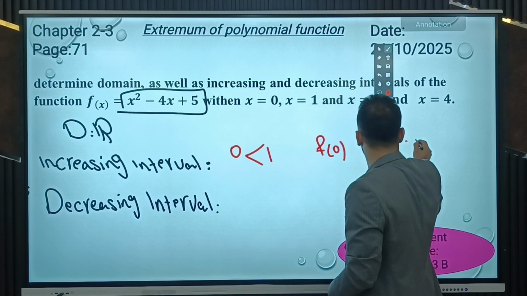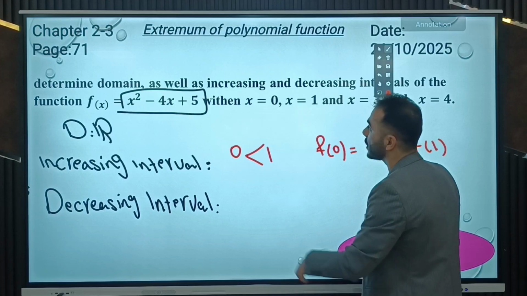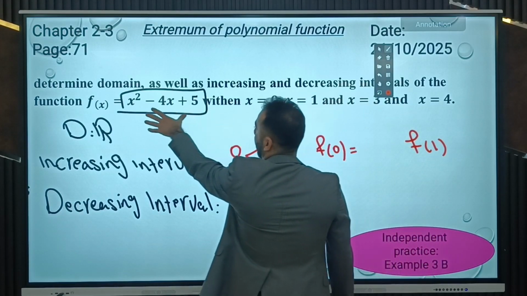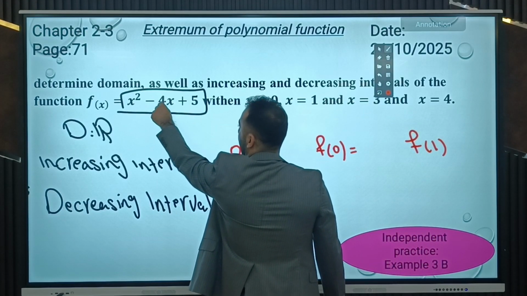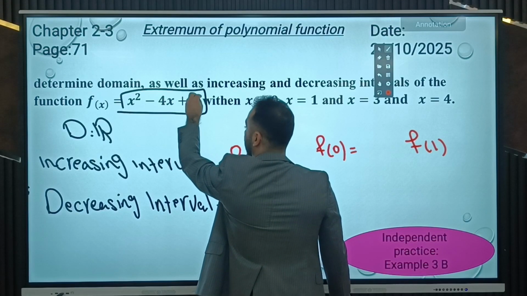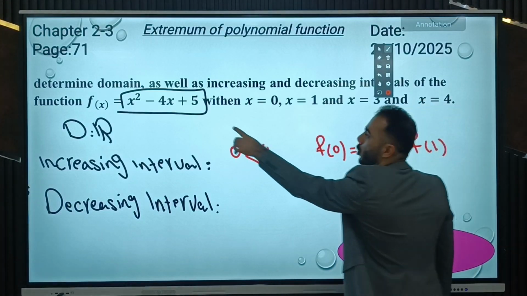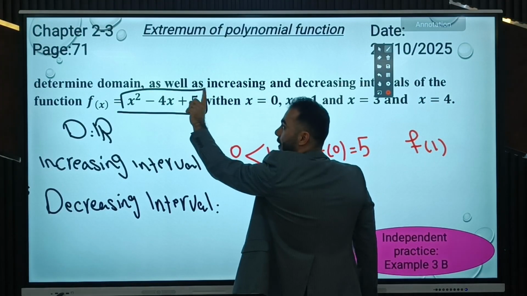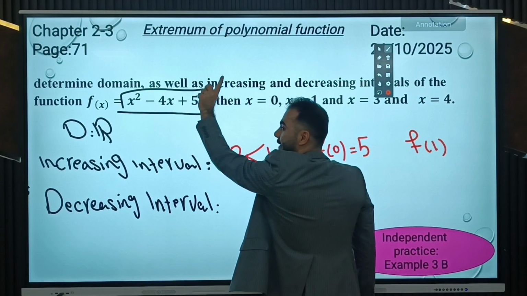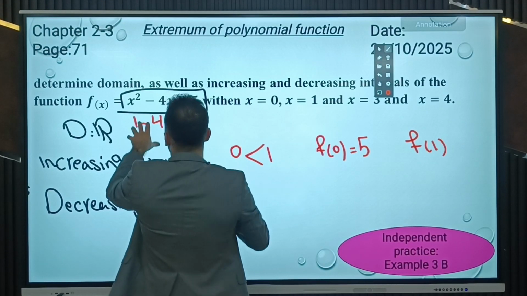So f of 0, substitute 0 into our function. 0 squared, 0, minus 4 times 0, 0. So 0 minus 0, 0, plus 5. So f of 0 is 5. How about f of 1? 1 squared, 1, minus 4 times 1, negative 4. So 1 minus 4 plus 5. 1 minus 4, negative 3, plus 5, it equals 2.